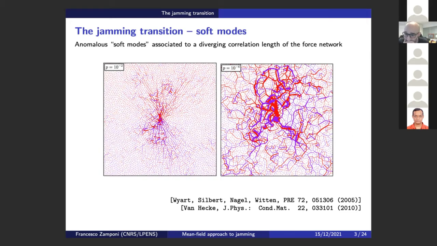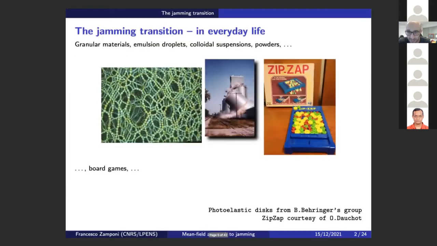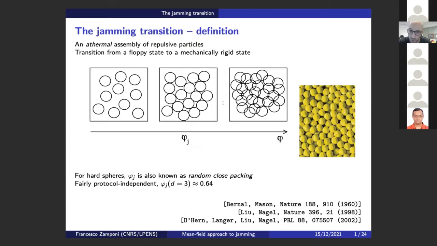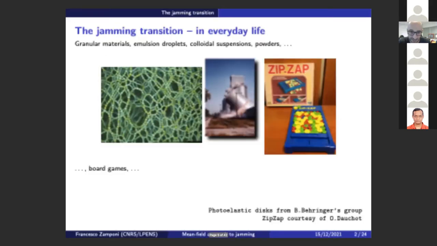So, shortly after the proposal of this jamming transition as a sharp phase transition, people started to look in more detail at the properties of these packings. And these are images from this work. What you see here are the forces. So you prepare a packing in the jammed phase, but you approach the jamming transition from above, from the high density phase.